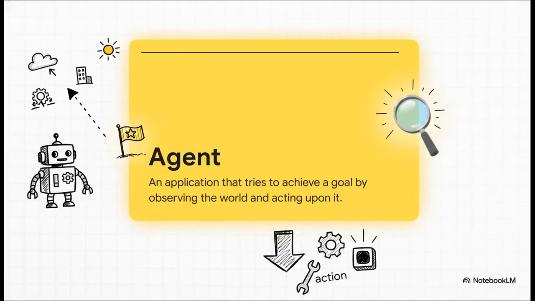Okay, this is super important to get. An agent is way more than just a chatbot. It is a goal-oriented system. It's actively looking at its environment, and then it takes action to get something done. It's a doer, not just a talker.